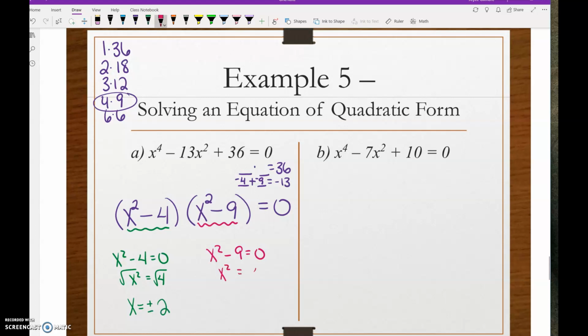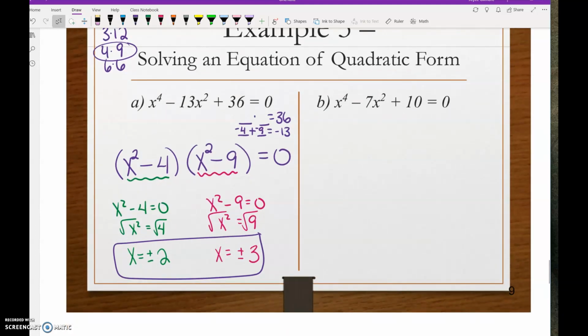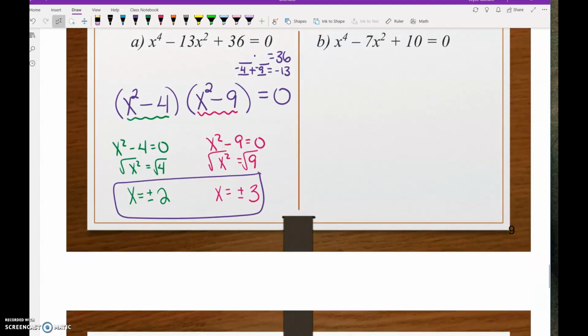Add 9 to both sides. Square root. Plus or minus 3. There are 4 solutions to this problem: positive 2, negative 2, positive 3, and negative 3. Typically, I am fine with writing plus minus 2, plus minus 3, but if your teacher wanted you to, you could write out the answers are negative 3, negative 2, positive 2, positive 3. So x equals all of those answers.